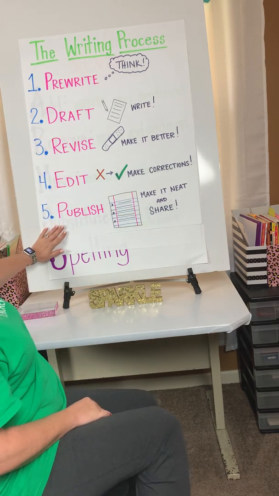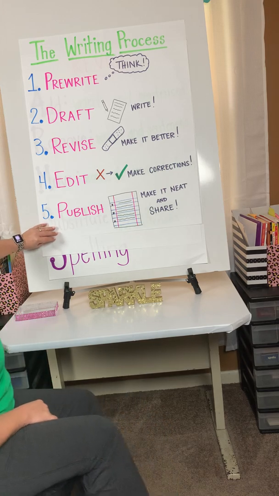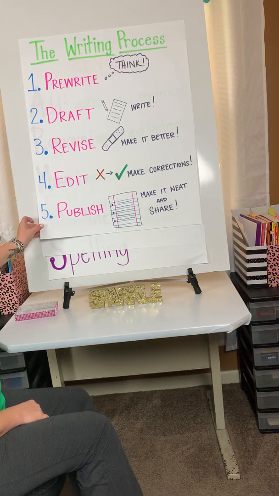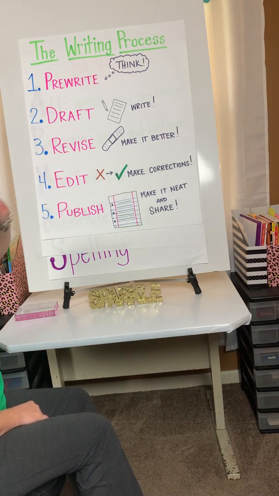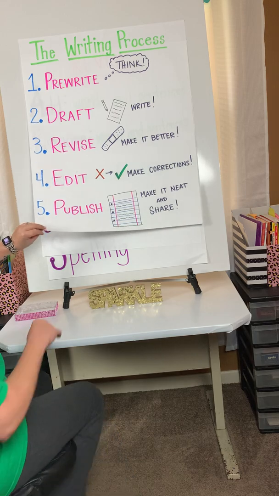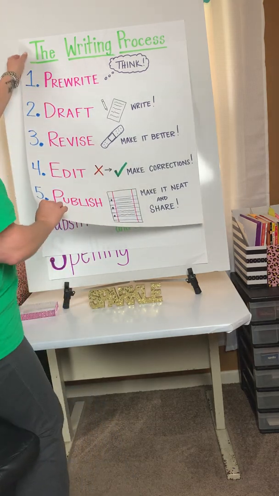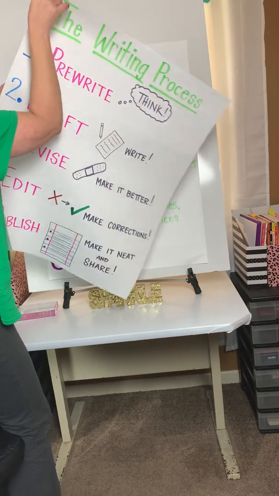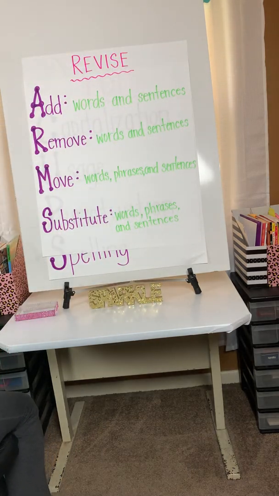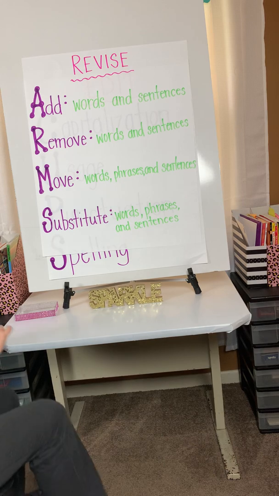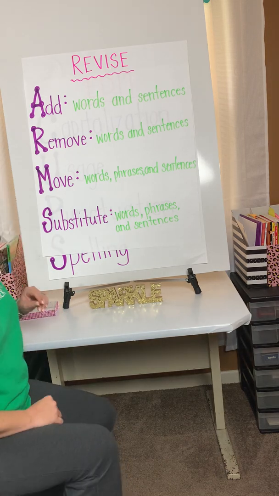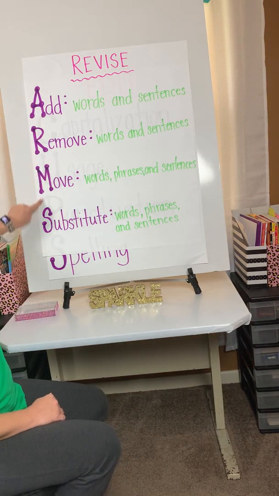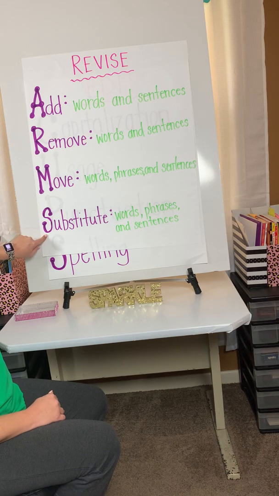There are 5 steps. And remember I told you that we were going to go back and I was going to show you an easy way to remember what the parts of revising are and what the parts of editing are. So I'm going to pull this top poster off and we are first going to talk about revising. The way I remember how to revise is I use the word ARMS.